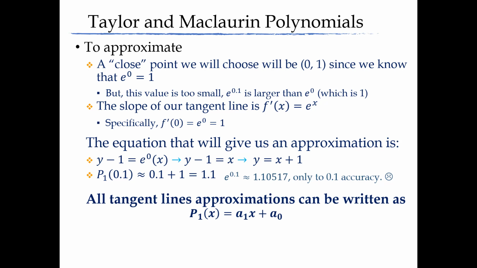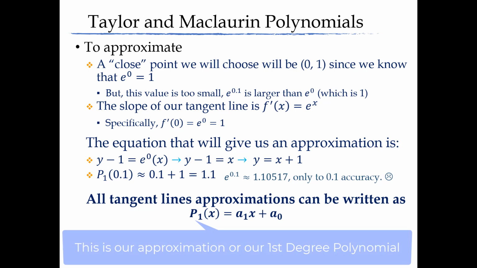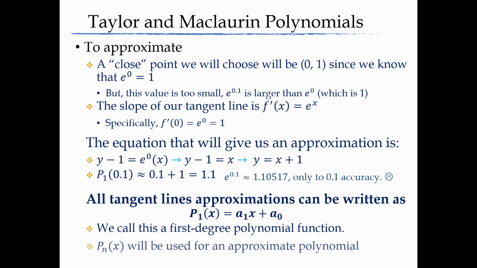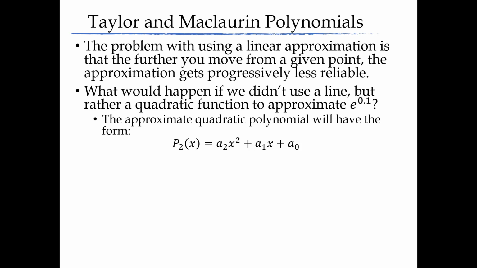All tangent line approximations can be written in the form of our approximation, and we're going to call this our first degree polynomial, or p sub 1 of x, is equal to a sub 1 times x plus a naught. A sub 1 and a naught are constants. We call this a first degree polynomial function since x is to the first degree. P sub n of x will be used to approximate any polynomial of n degrees. The problem with using a linear approximation is the further you move from a given point, the less accurate our approximation is, and it gets progressively less reliable.